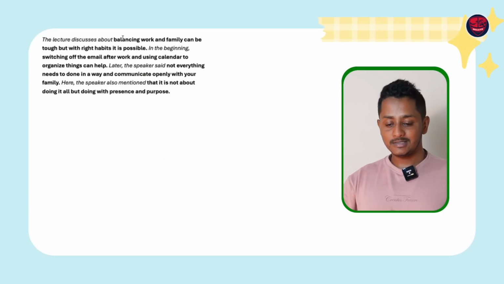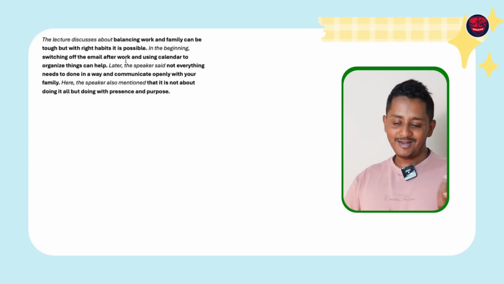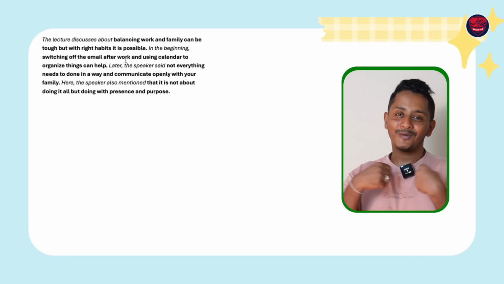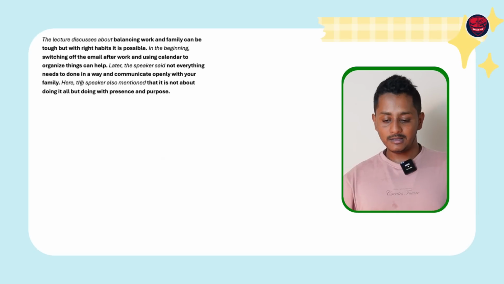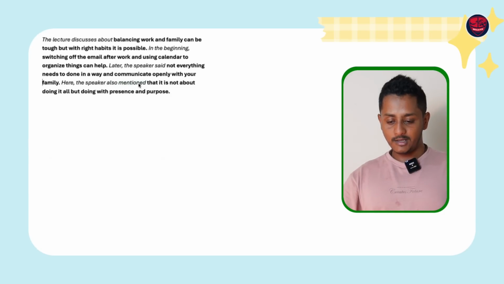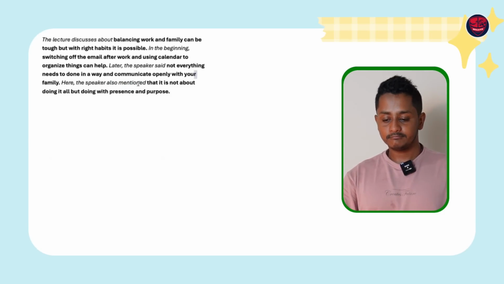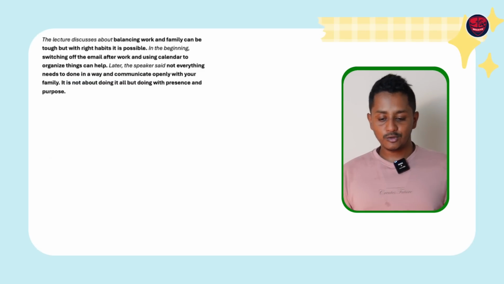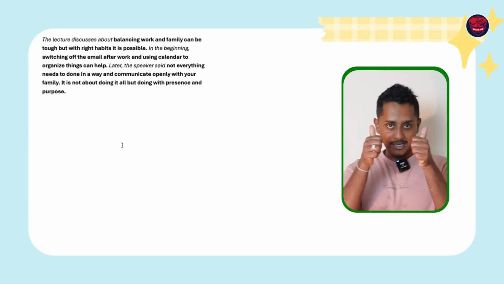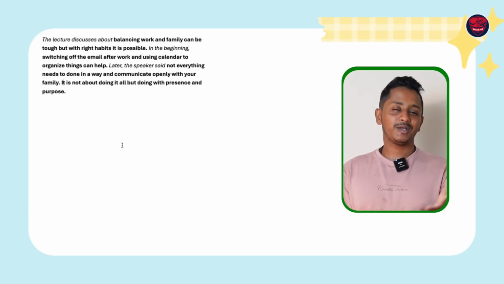The lecture discusses balancing work and family can be tough, but with right habits it is possible. We cannot remove that. This is where it gets trickier when you write a lot. Later the speaker said not everything needs to be done in a way and communicate openly. Here the speaker also mentioned, I will remove everything. One moment, I'm just removing it and adding: it is not about doing it. 66 words, done and dusted. This is how you do it. We'll quickly move on to the third question.